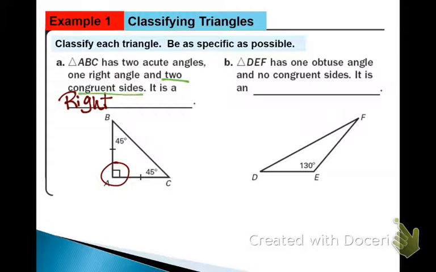What is it called when you have two congruent sides? Isosceles. Most people do not write it correctly.